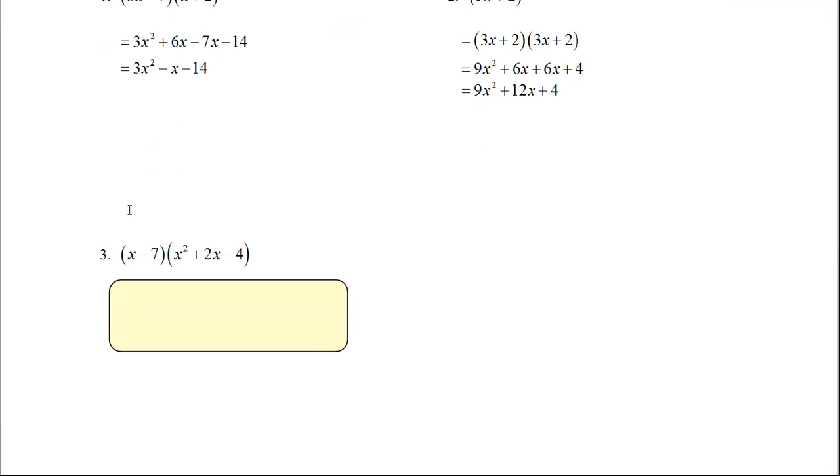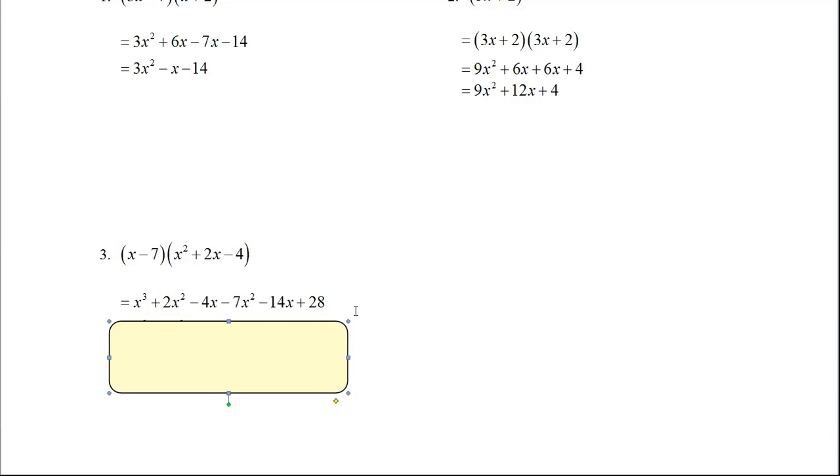Now what happens if I have a binomial times a trinomial? Well, I don't have what they call a FOIL, but it's the same idea. Take the x and multiply it all the way through. So I'm going to have x cubed plus 2x squared minus 4x, and then go pick up the negative 7 and distribute it through. So I'd have a negative 7x squared minus 14x plus 28.